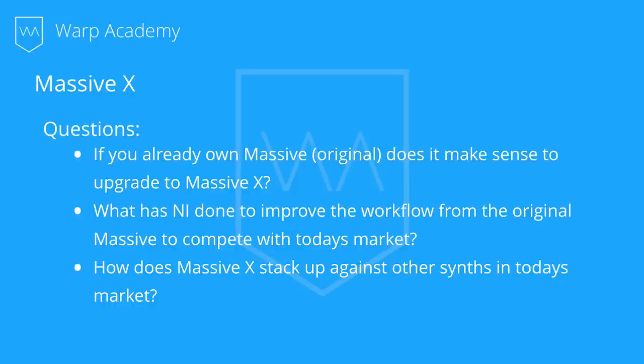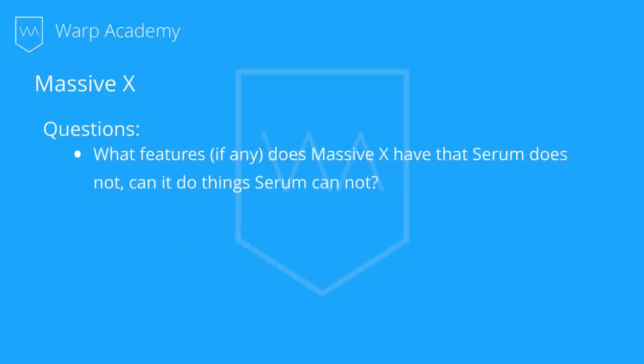I'm going to go ahead and put questions 4 and 5 together because the answer is the same. Question 4 was, what features, if any, does Massive X have that Serum does not? Can it do things that Serum cannot? And question 5 was, could Massive X be an alternative to Serum? Again, I feel like I'm repeating myself a lot, but being a brand new synth, it is going to be able to do a lot of things that Serum can't do.